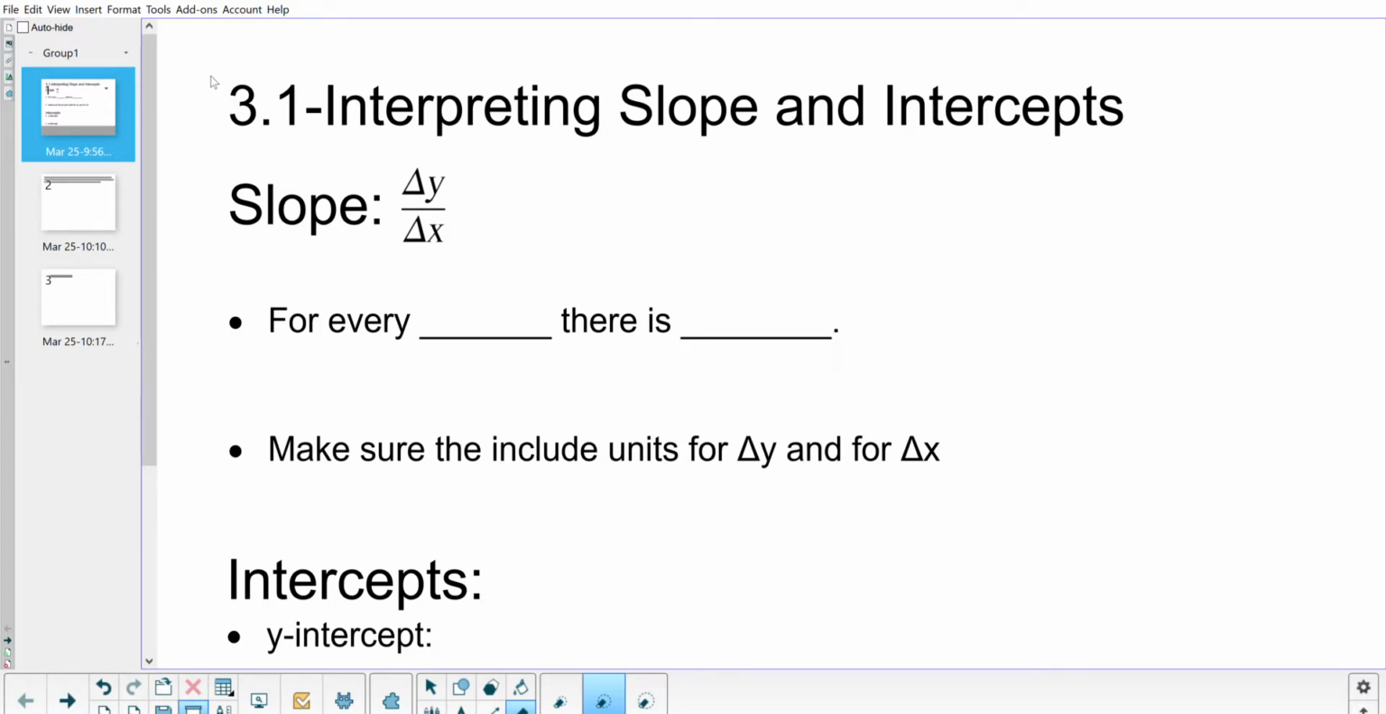Okay, there are two parts to today's notes. This first part is just going over, again, we talked about this a little bit a couple days ago, being able to interpret the different numbers in a linear story problem. So that means in this case, the slope and the intercepts.